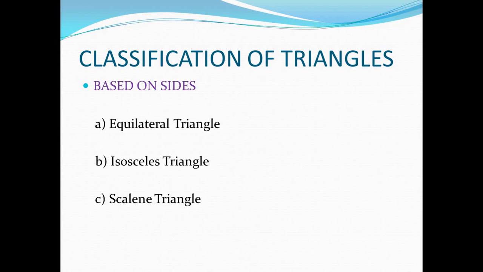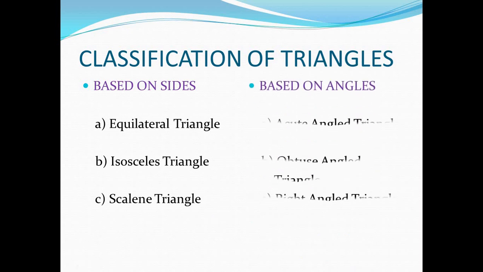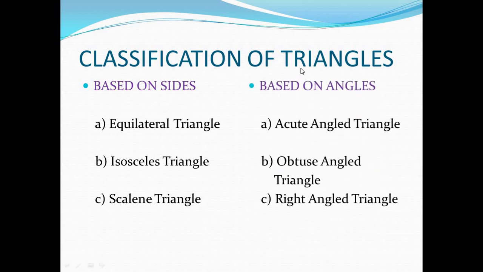Now, we will classify triangles. First one is based on sides. Based on sides, how many types of triangles are there? A total of three types are there: equilateral triangle, isosceles triangle and scalene triangle. Similarly, based on angles also three types are there: acute angle triangle, obtuse angle triangle and right angle triangle.